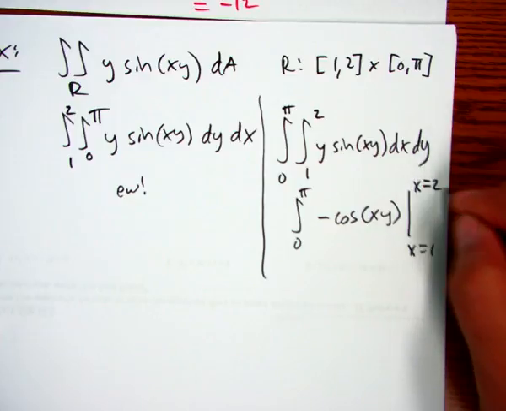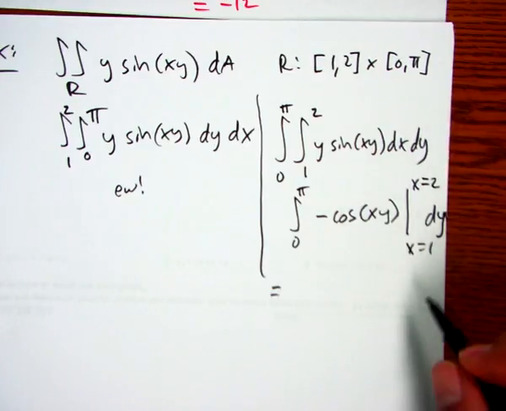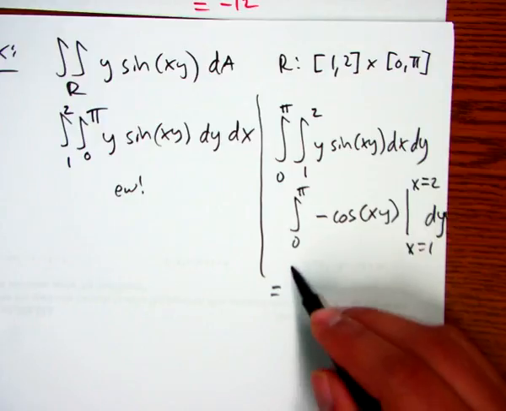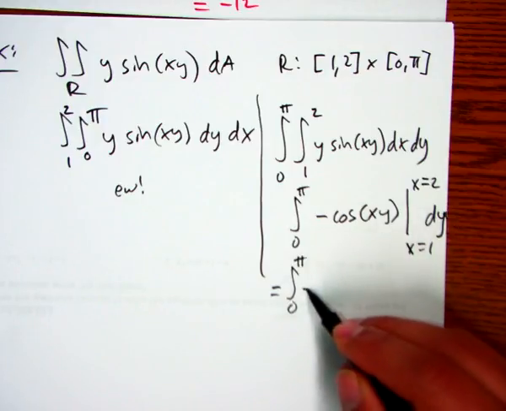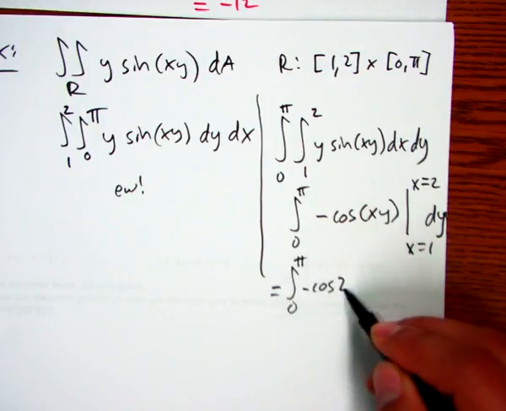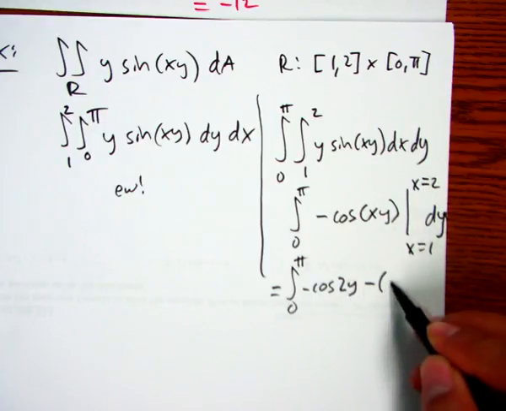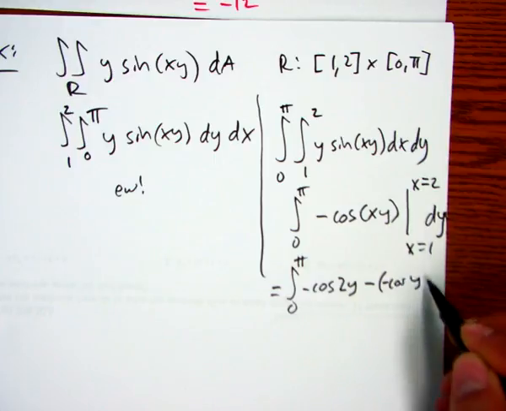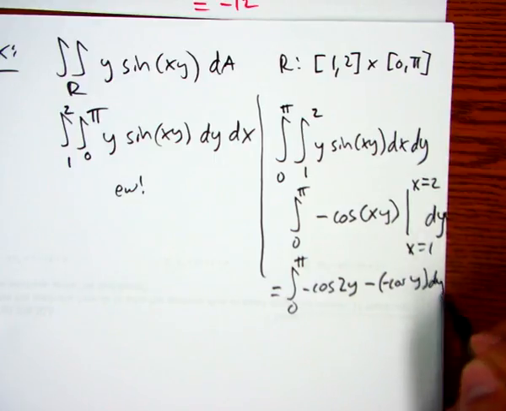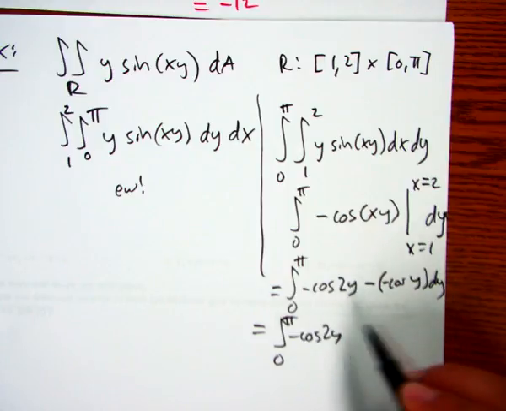A lot of space there. So then we get negative cosine 2y minus negative cosine y. So that's just, let me clean that up, minus cosine 2y plus cosine y dy.